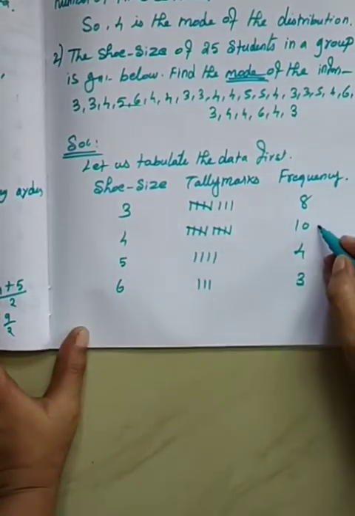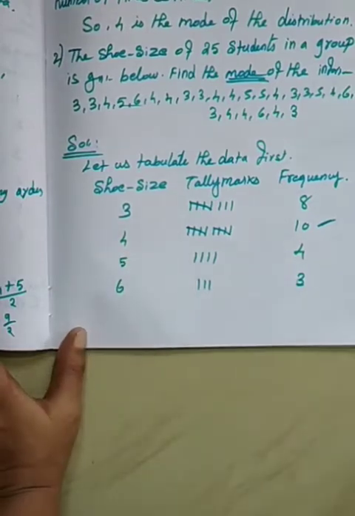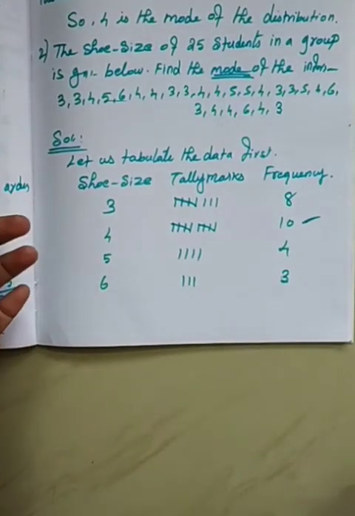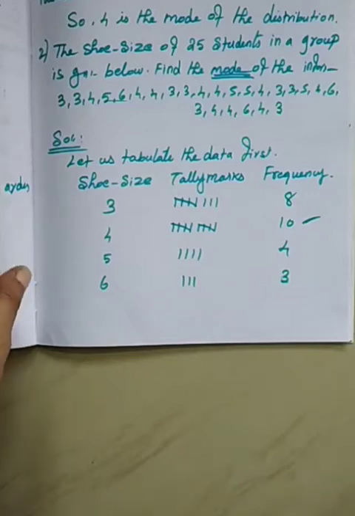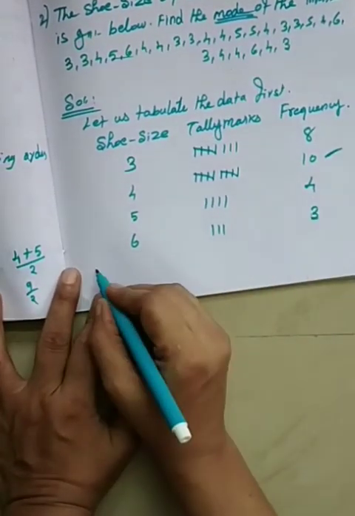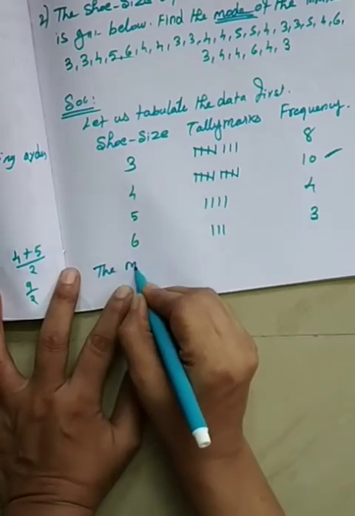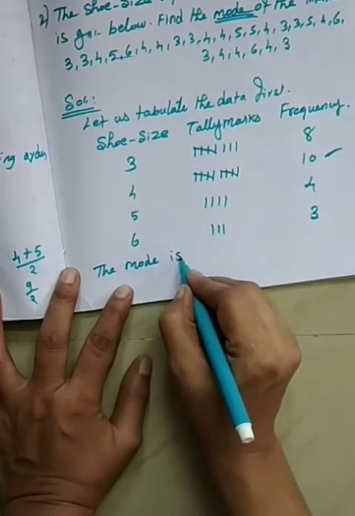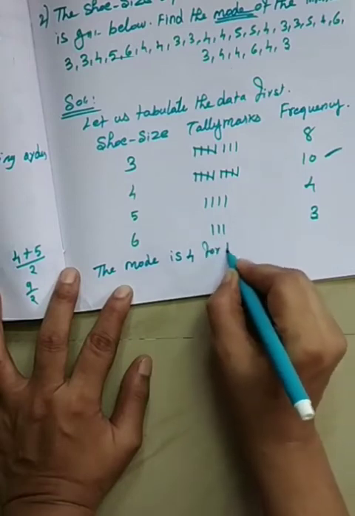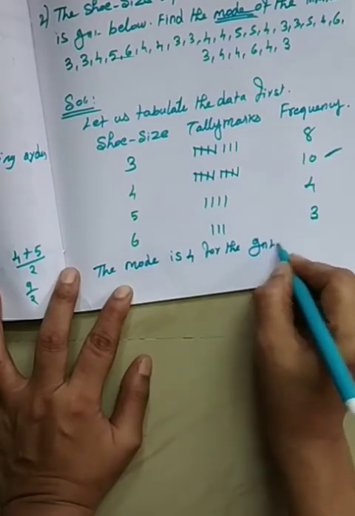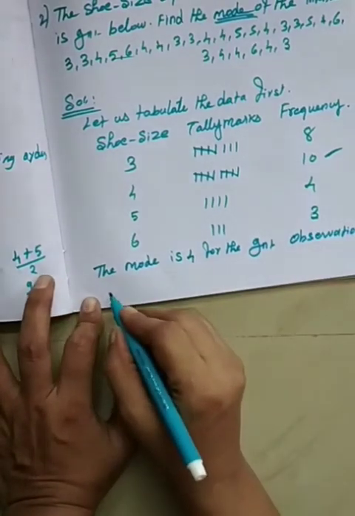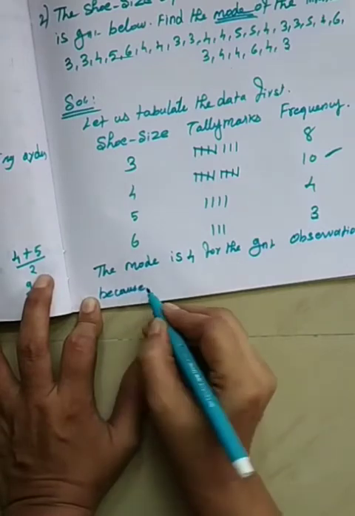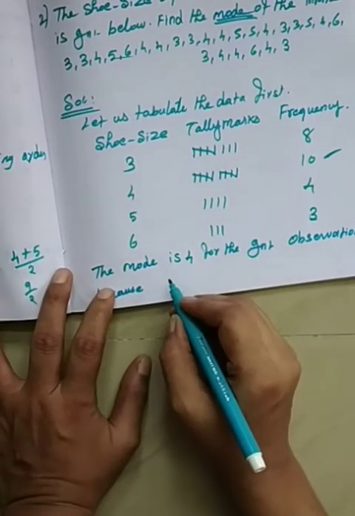See here, which one has the largest frequency? 4. Okay, so the mode is 4 for the given observations because it has occurred 10 times. So 4 is the mode of the given data. Everybody clear? So we write the solution: the mode is 4 for the given observations because it has occurred 10 times.